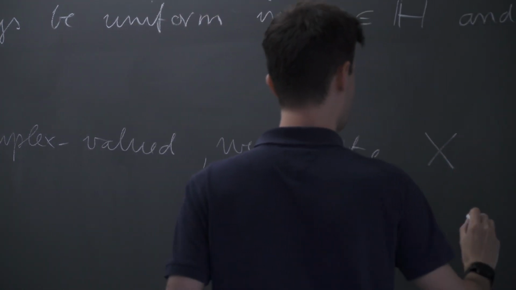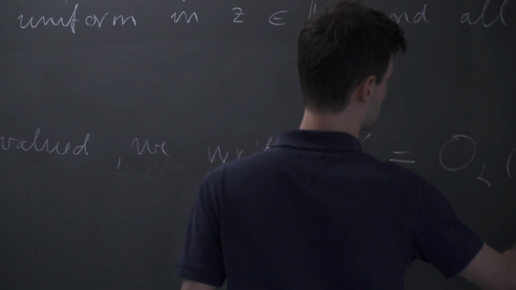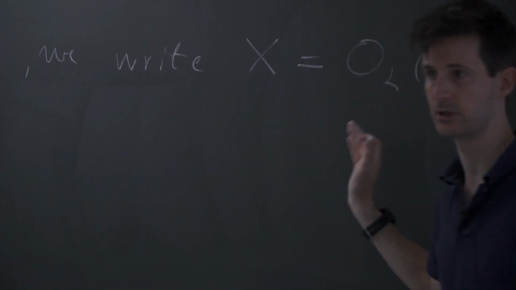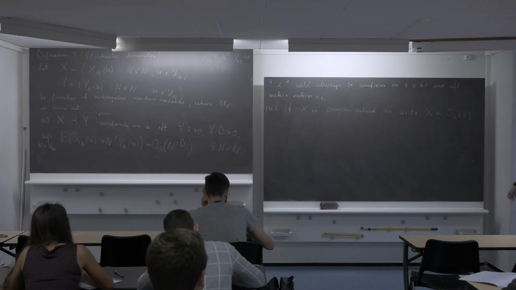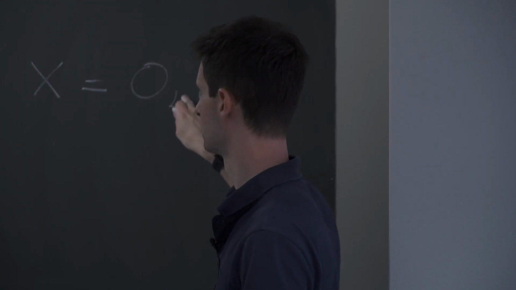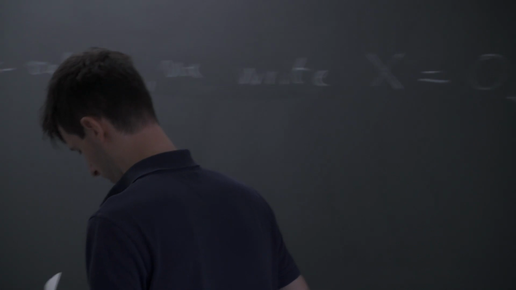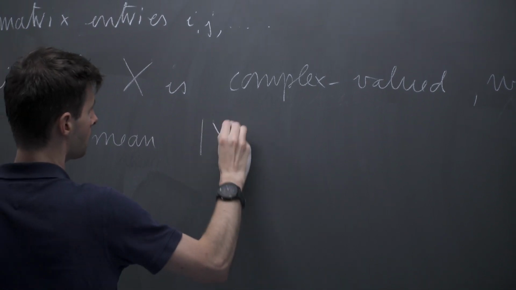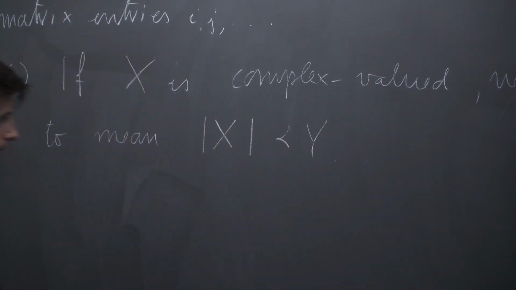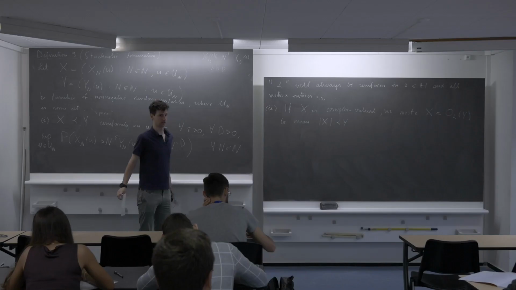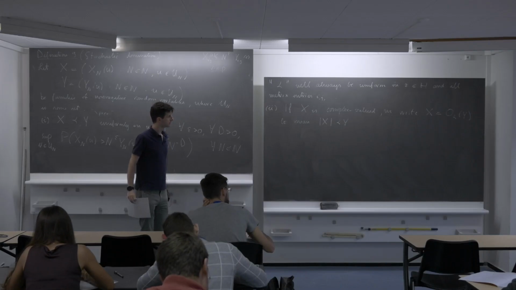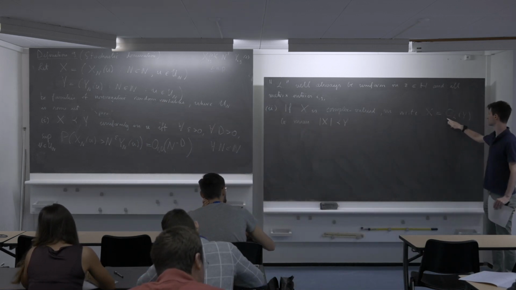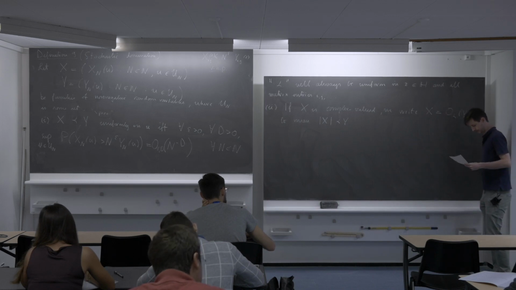So we will write X is big O. So this is notation that is very analogous to the usual big O notation that you already know. So we write X is big O with respect to the stochastic domination of Y to mean that the absolute value of X is stochastically dominated by Y. Okay. So that's just a simple definition. It will be very convenient because you can sort of keep track of error terms and put them in these kinds of expressions.